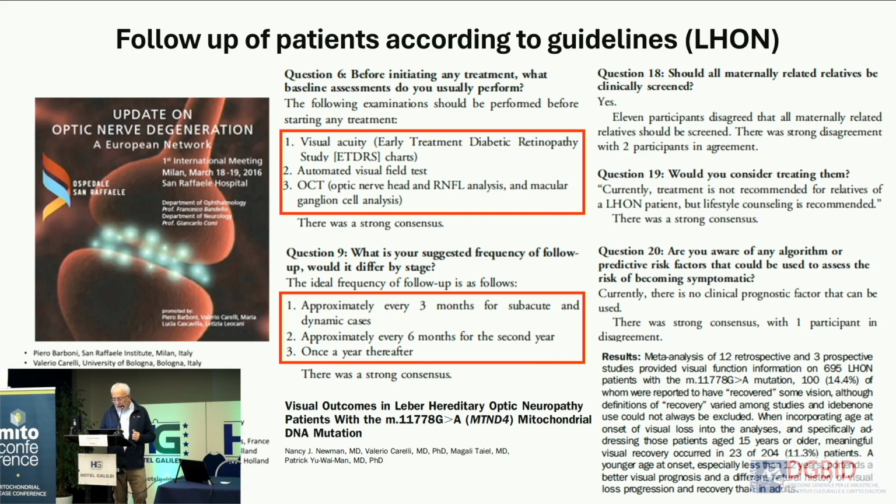And how frequently? For Leber's, which is a catastrophic, very rapid deterioration since the onset, we usually follow the patients every 3 months, during the subacute and dynamic phase within the first year after the onset. And then we follow the patients every 6 months. And once they get into the chronic phase, once a year is more than enough.